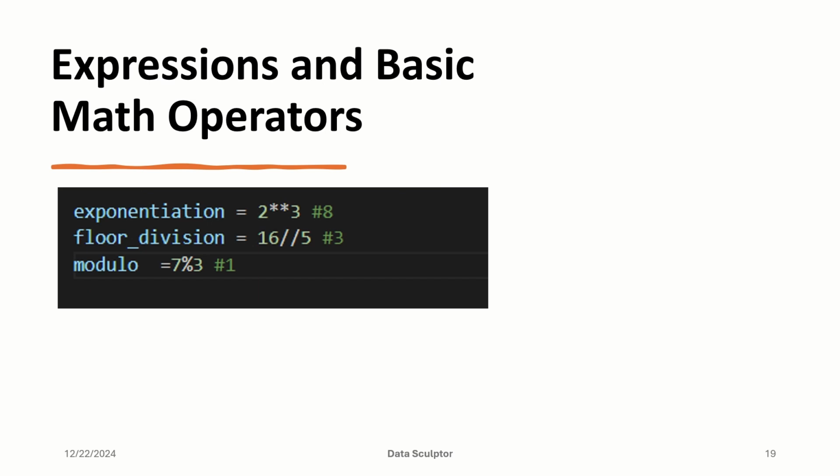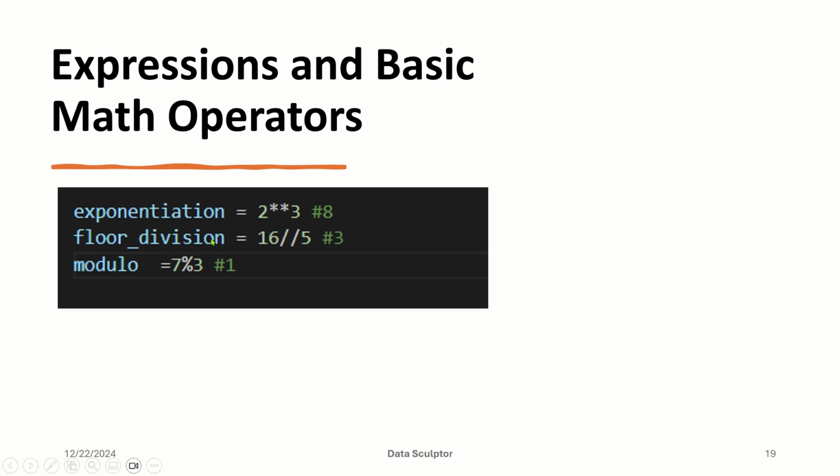So first is exponentiation. Suppose you want 2 power 3 or say 2 power 5. For 2 power 3, instead of a single asterisk, you have to mention a double asterisk. Python will consider the double asterisk as an exponent. So 2 asterisk asterisk 3 means it will consider 2 power 3.